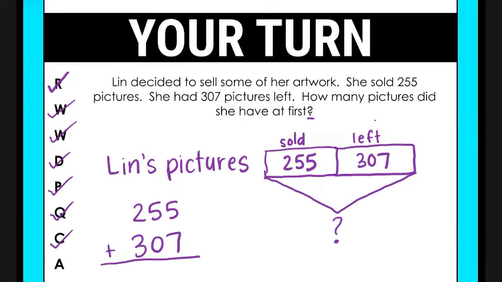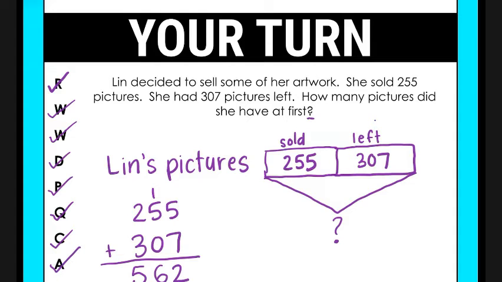All right, let's go ahead and add that together. You can add it with me on your paper. I'm going to use the algorithm, so let's start in the ones. 5 plus 7 is 12, so I put my 2 in my ones place, and I regroup my 10 into the tens place. Now I have 1 plus 5 plus 0. That equals 6, so I don't need any regrouping on that one. And now let's look at our hundreds. We have 2 plus 3. 2 plus 3 is 5. So my answer is 562.